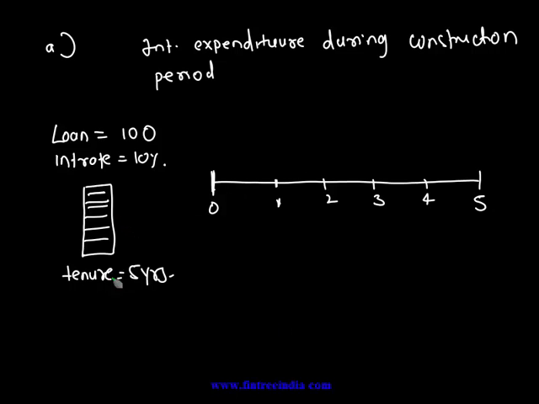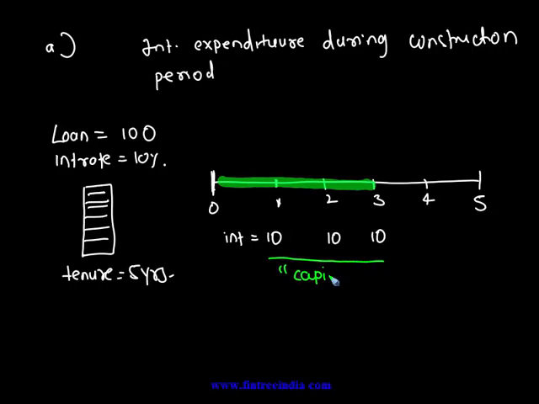Now what happens is this building construction activity is completed in the 3 years itself. So even though the loan was for 5 years, the building construction activity was completed in 3 years. So what the firm will do is, the interest expenditure which is paid here, how much would that be? 10, 10 and 10. All these three amounts, the firm would decide to capitalize. Capitalize means it would not be shown as an expenditure, it would be added to the cost of the building.